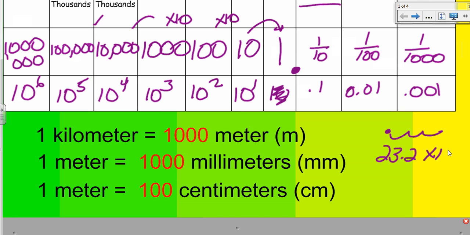23.2 times 10 means that this number here is going to be 10 times greater. And to make that 10 times greater, it's really nice. We just move one place value to the right. So now we have 232, which is 10 times greater than 23.2. It makes doing some math pretty easy. This is what's happening here with the metric system.